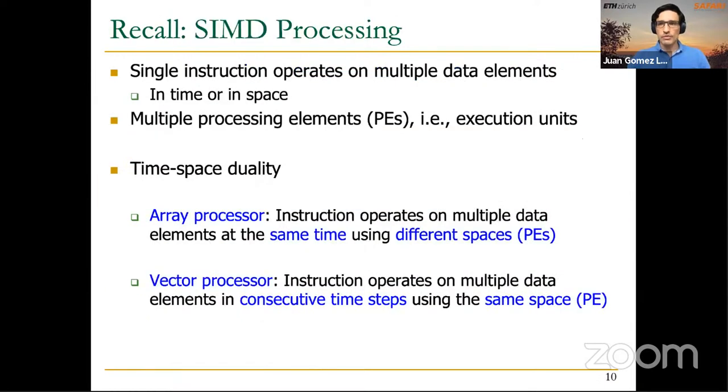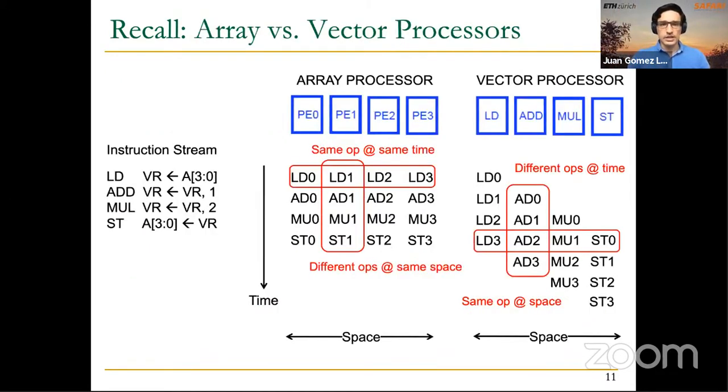Among these SIMD processors, we have seen in the course two main types, which are array and vector processors. And let's recap what's the difference between them. In an array processor, we have one instruction operating on multiple data and executing on different processing elements, in different spaces. On a vector processor, we have the single instruction executing on the data in consecutive time steps, in the same space. I think this slide is very clear. In the array processor, there are some elements, all of them can execute different types of instructions like load, add, multiply, et cetera. We have the same operation at the same time on different processing elements, and we have different operations in the same space, in the same processing element.